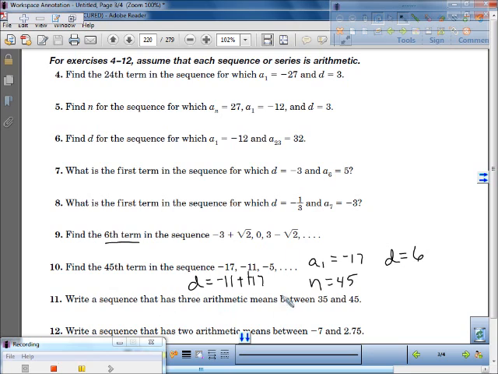Now we have enough information to find the 45th term. If you plug it all in, you should end up with 247. If you have problems with that, you can either refer back to previous videos or ask me in class.